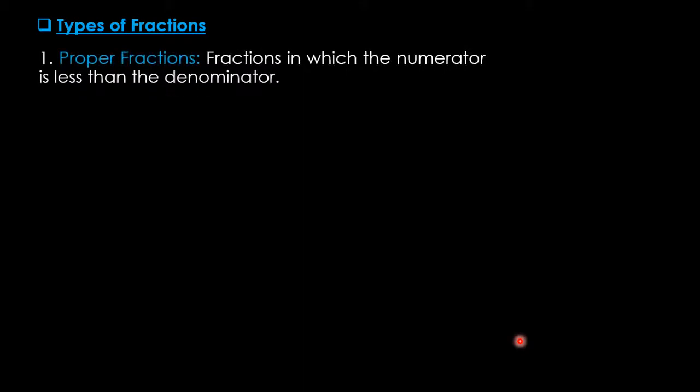Now types of fractions, this is very important. There are 3 types of fractions. One is proper fractions, fractions in which the numerator is less than the denominator. Example 1 over 2, 2 over 3, 3 over 5, 4 over 7, 5 over 8, etc. In each one of these cases we can see the numerator is less than the denominator.